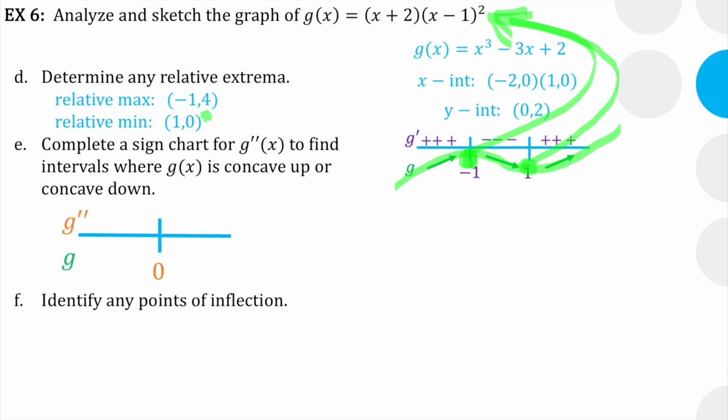Now let's go into the second derivative to find the intervals where g of x is concave up or concave down. My second derivative was 6x. So the 0, anything to the left of that is going to be negative. Anything to the right of that will be positive. So we've got a concave down graph and then a concave up graph. So to identify any points of inflection, a change in concavity happens at 0. And on the graph, that's the point (0, 2).